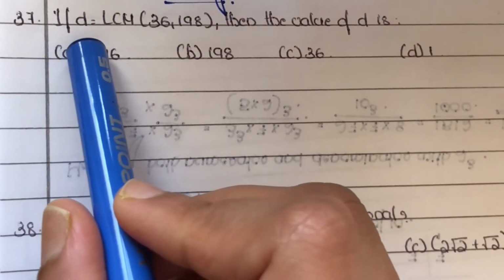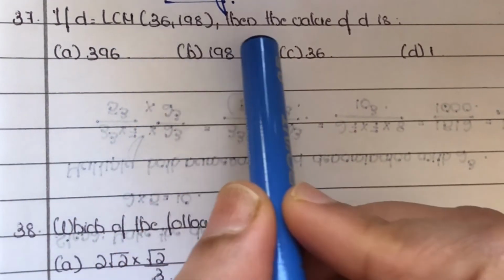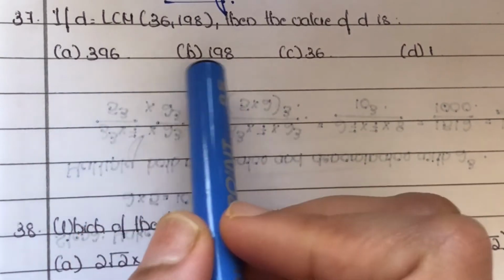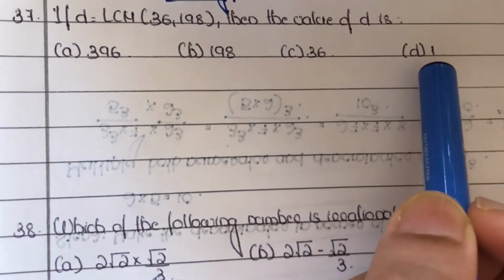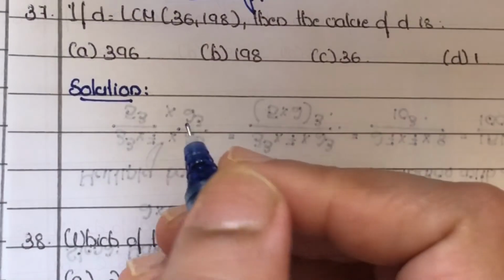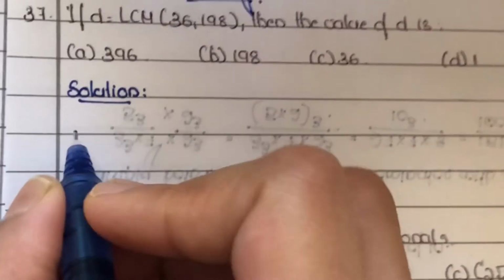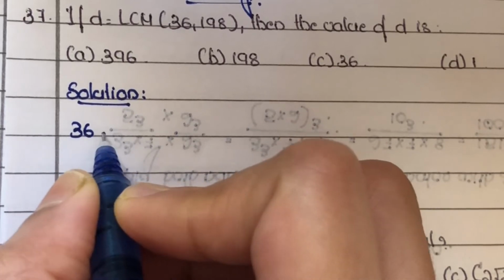Next, number 37. If D equal to LCM of 36, 198, then the value of D is option A 396, option B 198, option C 36, option D 1. Here numbers are 36 and 198. So first write down the factors of 36 and 198.